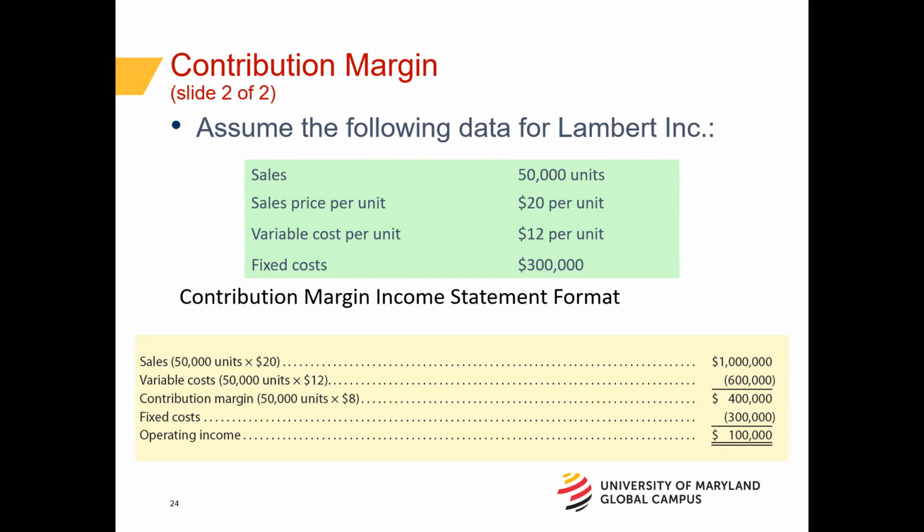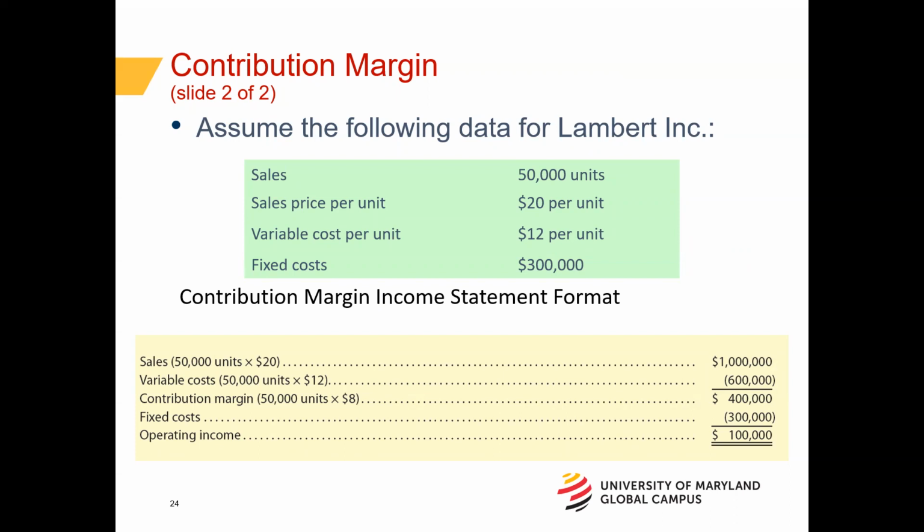Fantastic. Now let's make our income statement based off of this data. Very easy to do. Sales. We sold 50,000 units at $20 per unit. That means we sold $1 million. 50,000 times 20 is $1 million.